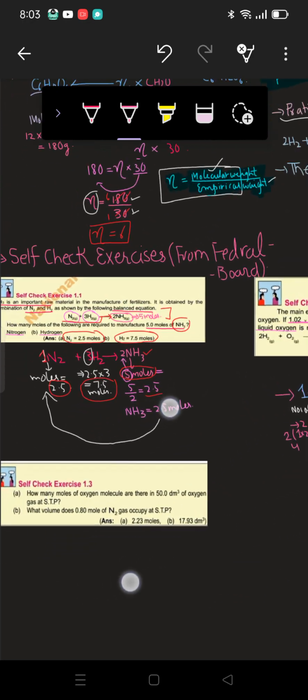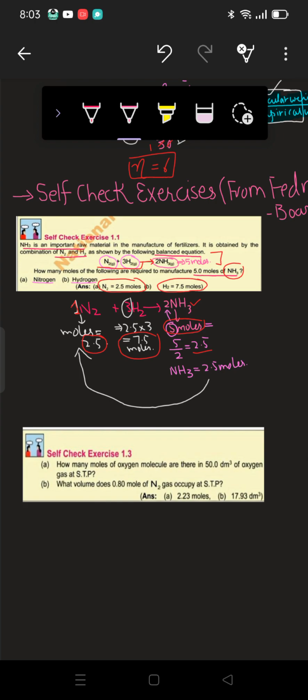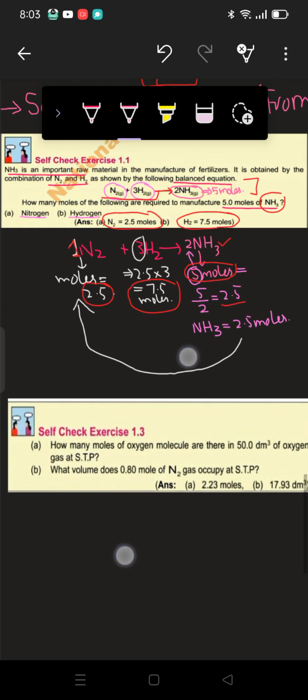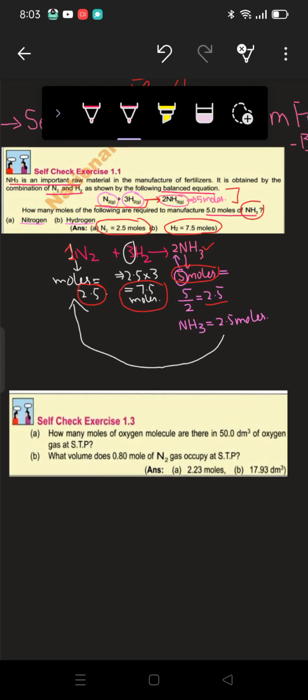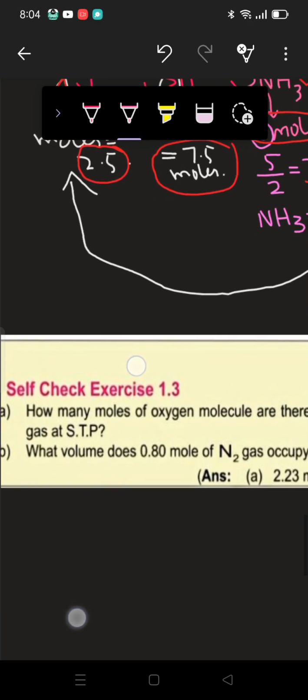So in today's video, we're going to solve self-check exercise 1.3, in which there are two parts. In the first part, they have asked us about the moles. In the second part, they have asked us to calculate the volume. So let's read the first part first. How many moles of oxygen molecules are there in 50.0 dm cube of oxygen gas at STP?